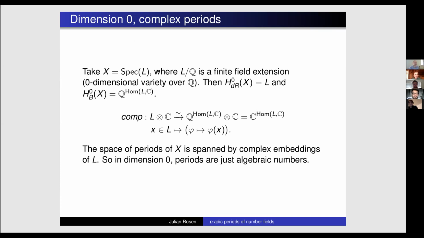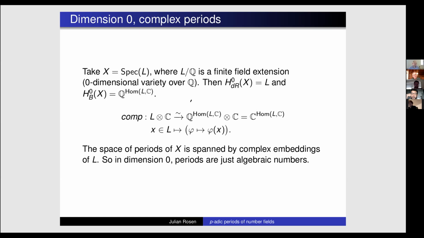So let me just tell you what this looks like in dimension 0. A 0-dimensional variety over Q looks like the spectrum of a number field L. The 0th de Rham cohomology, which is the only non-trivial de Rham cohomology group, is just L itself. 0-forms are just functions on Spec L. That's just L. And the 0th Betti cohomology looks like this: it's Q-valued functions on the set of complex embeddings of L.